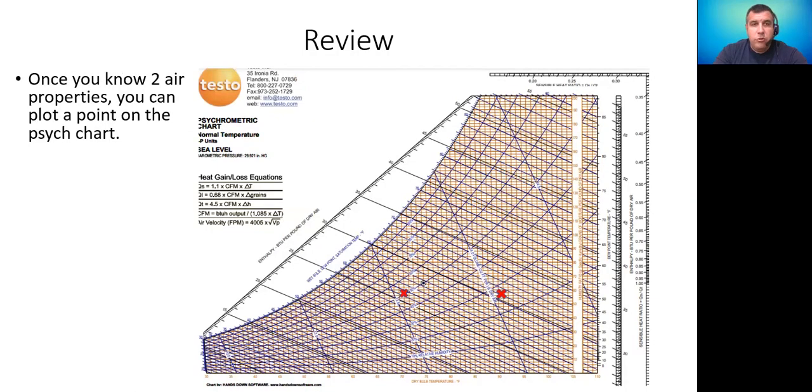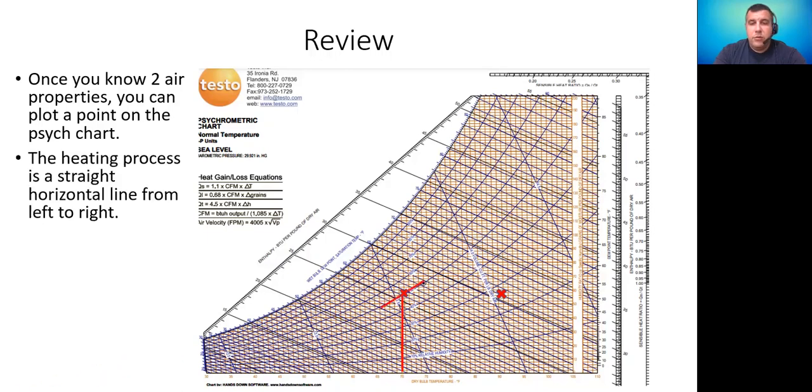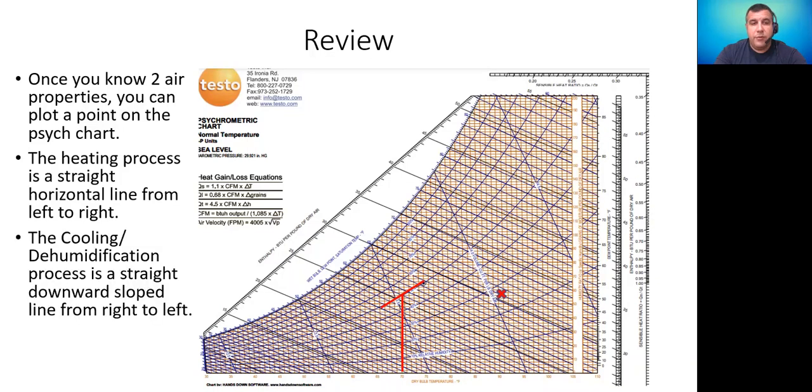So once we know two air properties, as a review, we can plot a point on the psych chart. That's very important. We have two different lines here, two different points that we are plotting. The first one, we see the intersection of two different properties, and now we can plot a point. The heating process is a straight horizontal line from left to right. So we've plotted a starting point. The heating process is going to take us straight from left to right. Notice what happens to that X. It just moves straight across. Doesn't go up or down because we're not adding or removing moisture. It's just going from left to right.